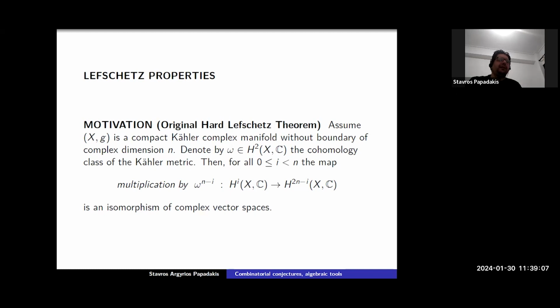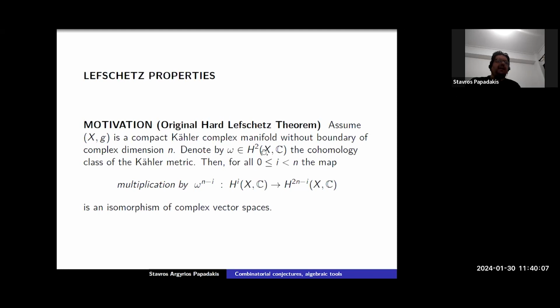Now this is about a very strong property of the cohomology ring of a compact Kähler complex manifold. So we assume X, with a metric g, is a compact Kähler complex manifold without boundary of complex dimension n. The Kähler metric, one can think of it like a Riemannian metric with certain compatibilities with the complex structure, and it induces a non-zero cohomology class ω in H^2 of X with complex coefficients.